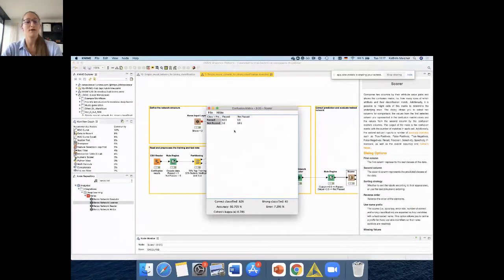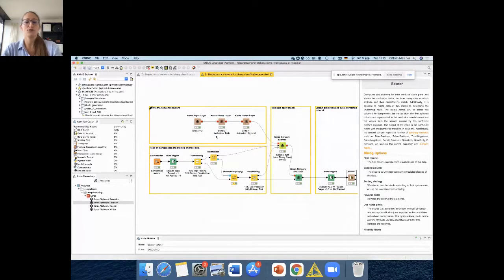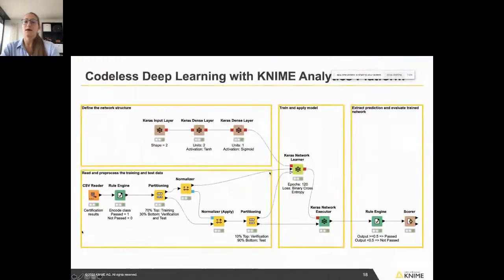And for example, with this example data set and the network structure that I defined here, I got an accuracy of 92%. And I could try now to improve this model by changing here, for example, the number of units that I use or adding more hidden layers. And with this, I want to switch back to my slides.